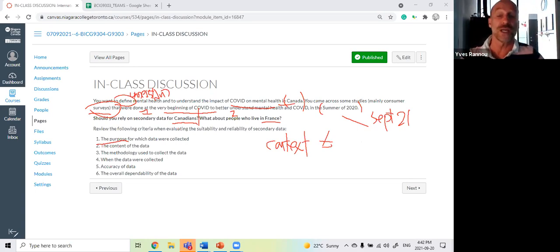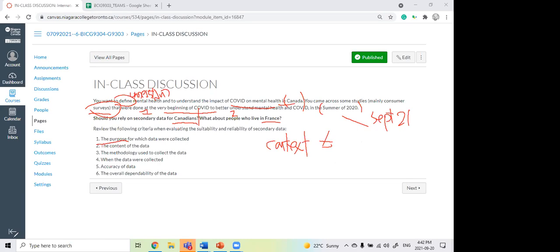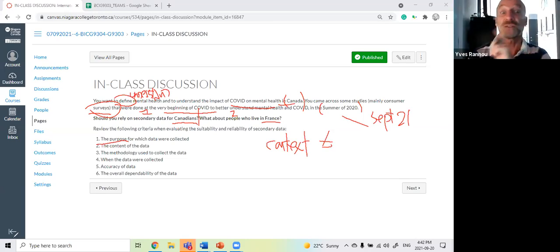Okay, good. I like that you've given an attempt, Ishant. Very good. We're in a safe environment. Do we have anybody else who has an opinion about should we or should we not rely on secondary data? Now we know context is different. We may still be able to rely on it. We don't know. That is my opinion.